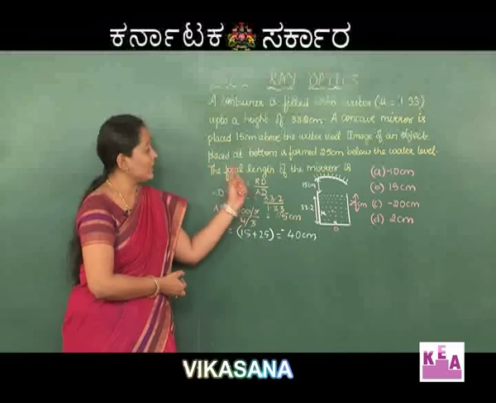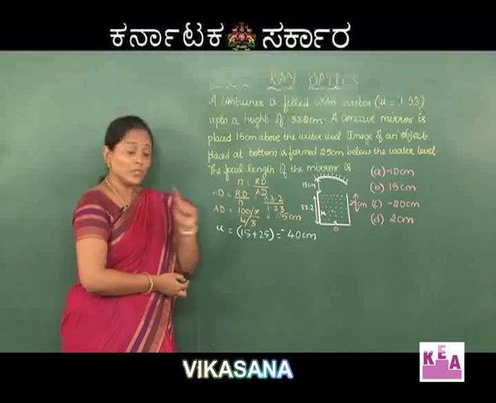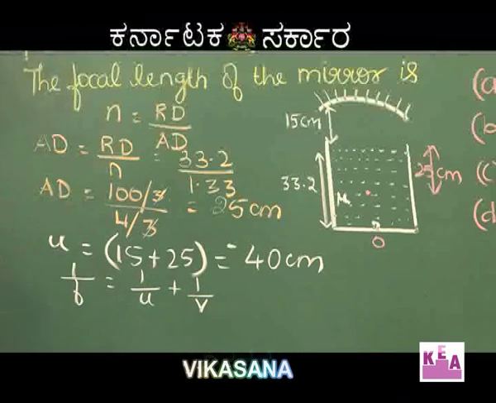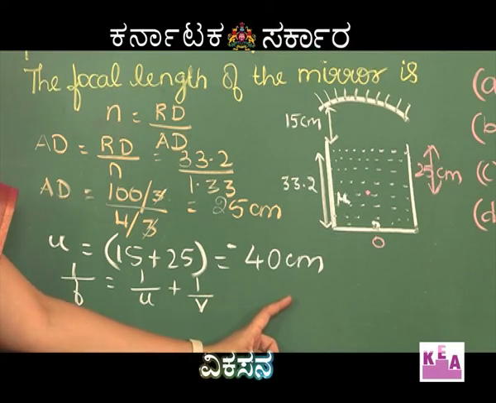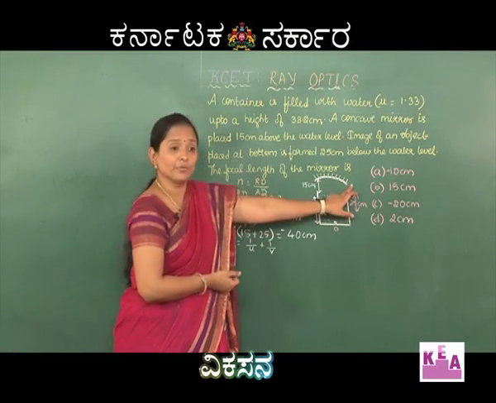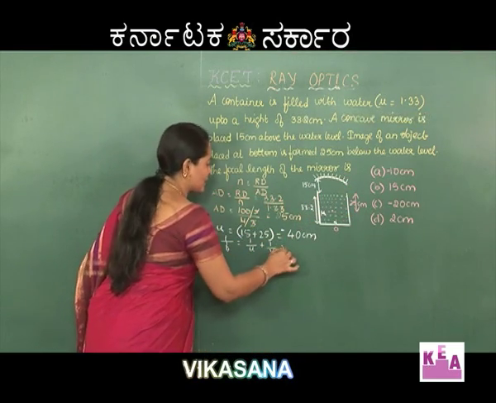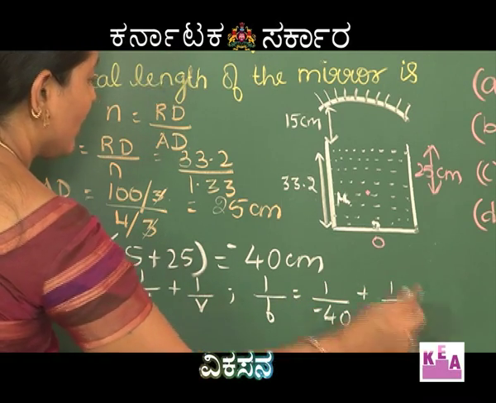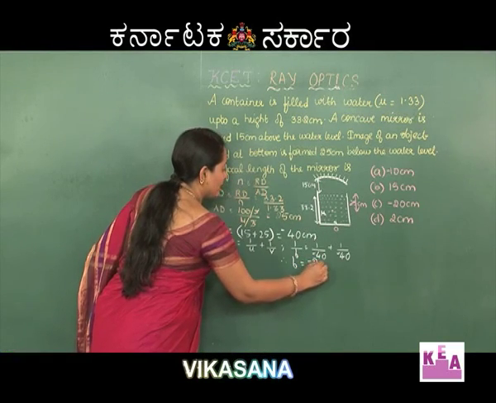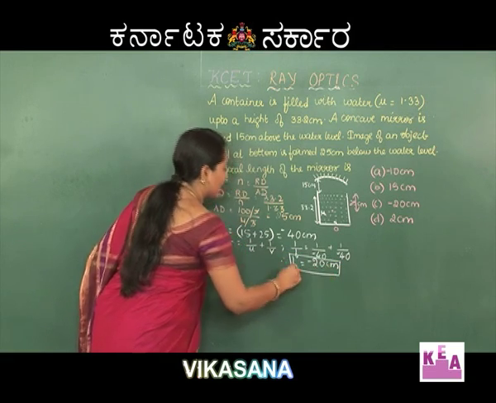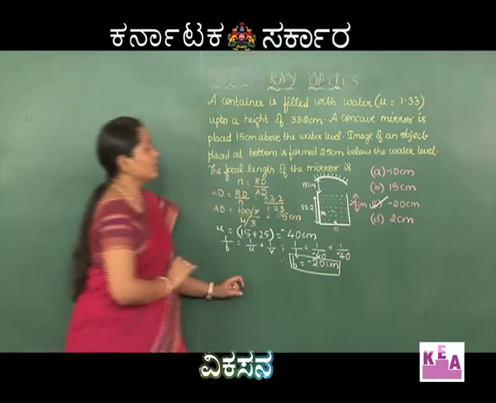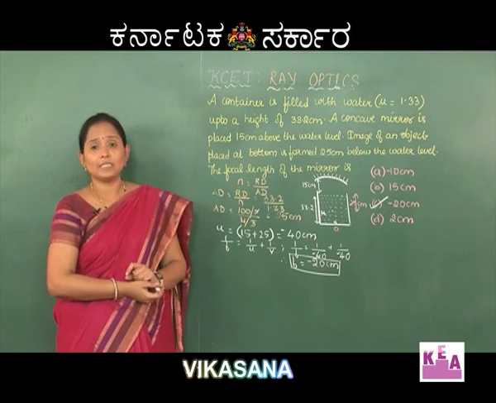Here in this question they have asked us to find the focal length of the mirror, which can be calculated using the formula 1/f is equal to 1/u plus 1/v. Students, please clearly remember that the image distance will also be equal to 40 centimeters, that is 25 plus 15. Therefore, after substitution we can write 1/f is equal to 1/(-40) plus 1/(-40), that is f is equal to minus 20 centimeters. Therefore, the correct option for this question is option C, that is, the focal length of the mirror is minus 20 centimeters.